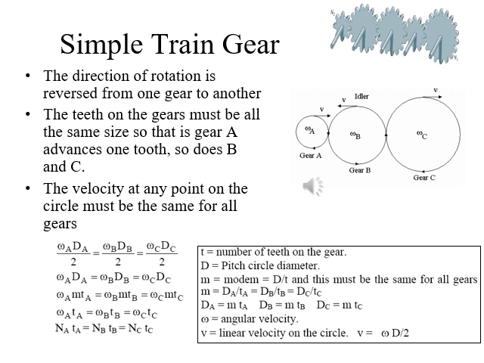So omega A is the velocity. Either you can use angular velocity or you can use revolutions per minute and so on as NA. So NA is the velocity at gear A times TA, equivalent to velocity at B times TB, and then equivalent to velocity at C times TC. So from this you can get the gear ratio. So gear ratio to each other, for example, gear ratio between A to B or B to C and so on.